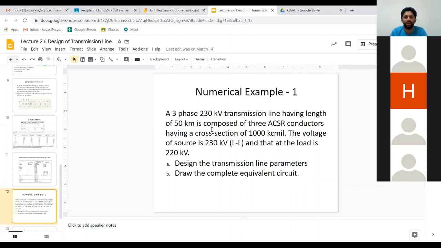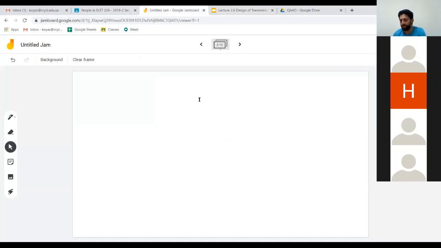Question: it is a 230 kilovolt transmission line having length 50 kilometer. So the length is given as 50 kilometer. This is the first point. So you have to write L equal to 50 kilometer. Now voltage. What is voltage? Voltage is 230 kilovolt.